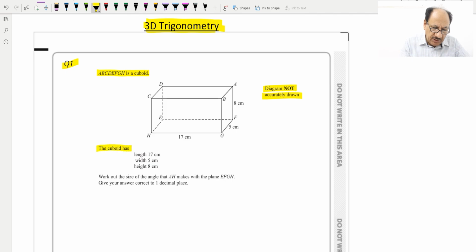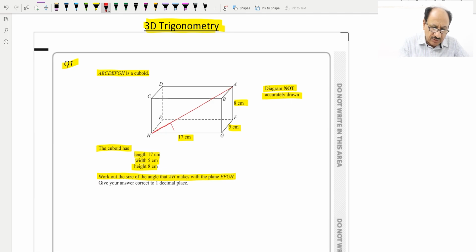So the cuboid has length of 17, this side is 17, width is 5, this side is 5, and height is 8 centimeter. This is the height which is given as 8 centimeter. Work out the size of the angle that AH makes with the plane EFGH. So the EFGH plane is the base, which they are talking about, and then they are talking about AH. If we draw AH, it will be this one.